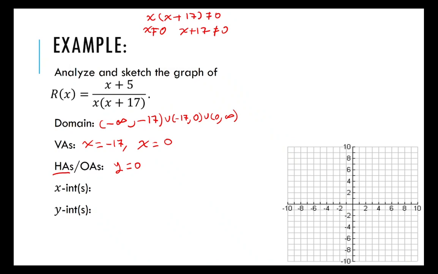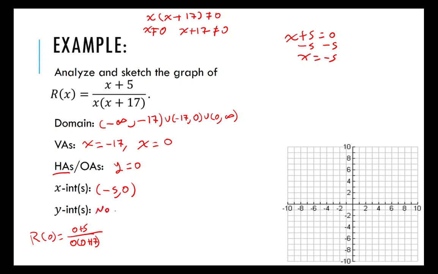Next, we want to find our x-intercepts, but to find the x-intercepts, just set the numerator equal to 0. That is, x plus 5 is equal to 0, minus 5 minus 5, x is equal to negative 5. So now we get the x-intercept being negative 5, 0. That's the only one. Then we find the y-intercept. Well, the y-intercept is found by plugging in 0 into the equation. That's going to be 0 plus 5 divided by 0 times 0 plus 17. But notice, and we should have known this before, that 0 is not in the domain of this function. So there are no y-intercepts.